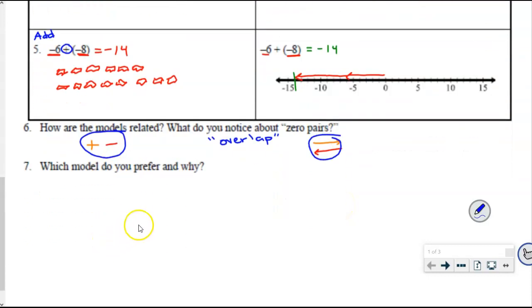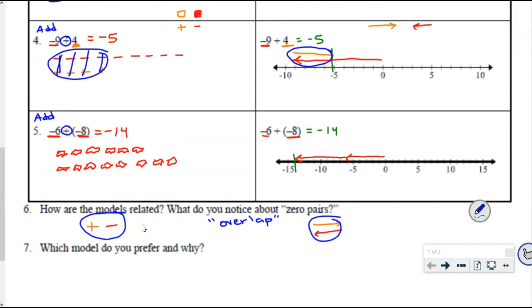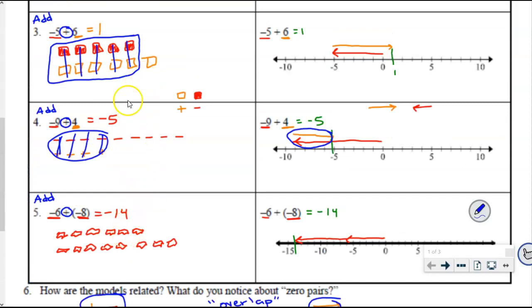And I'm curious, which model do you prefer? I just want to take a vote. Who prefers the chips and tiles? Raise your hand. Okay. Who prefers the number lines? Raise your hand. Okay, so did you see how there were students raising their hand for each model? That's why I don't teach just one. That's why we talk about both. Because not everybody's mind works the same way.